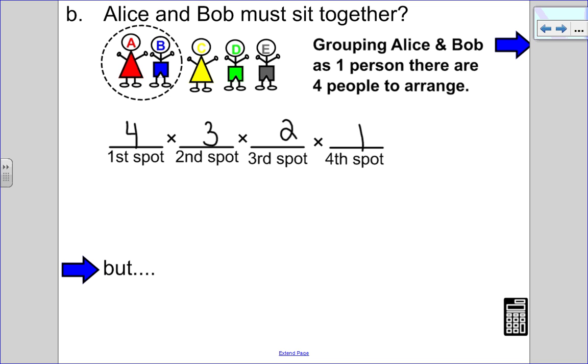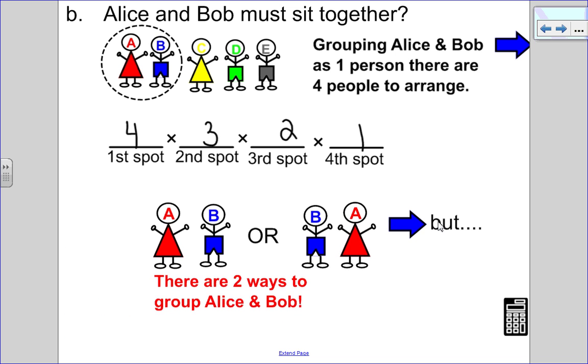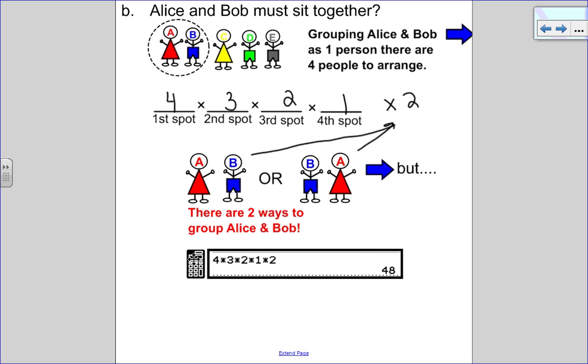But is that the only way that Alice and Bob can sit together? Does it have to be Alice and Bob? No, it could be Bob and Alice. So there are 2 ways to group Alice and Bob. So 4 objects to arrange, 4, 3, 2, 1, times the 2 ways of arranging Alice and Bob, because it could be Alice Bob or Bob Alice. Okay, so let's put that into our calculator and get our answer. There are 48 arrangements of 5 people where Alice and Bob must sit together.